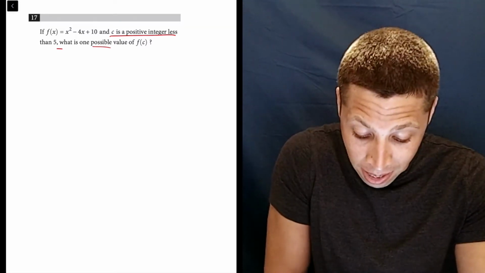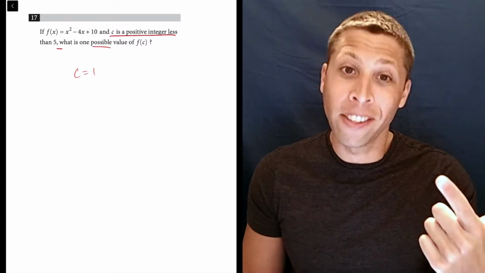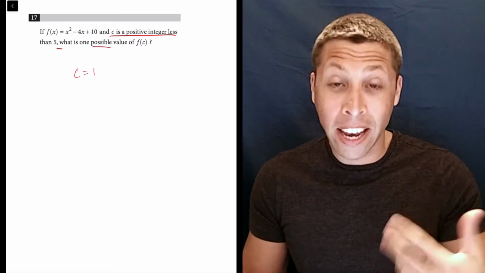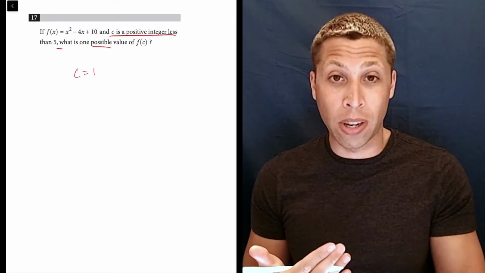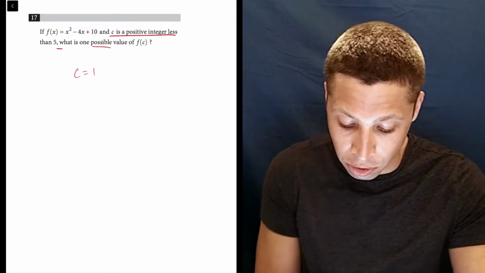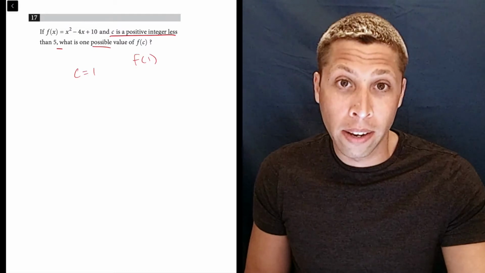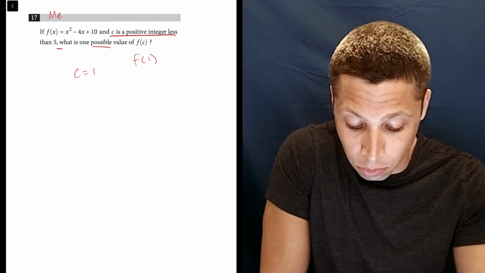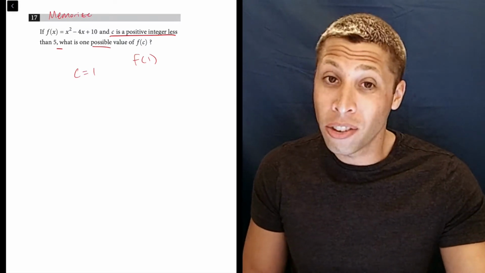So to me, the easiest value of C would be 1, right? It's positive, it's an integer, and it's less than 5. So checks all the boxes. And if we then take that value of C and continue through the rest of the question, it's pretty obvious what to do here, right? They want f of C, which is the same as f of 1. So we need to memorize function notation here. So this is one example where, if you don't know how to use function notation, you're kind of stuck.